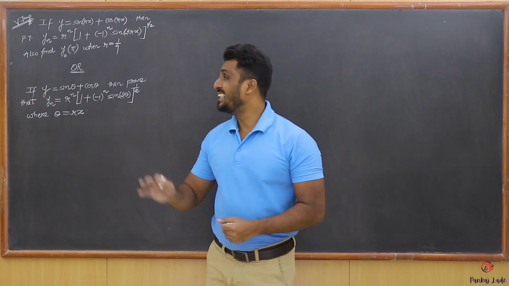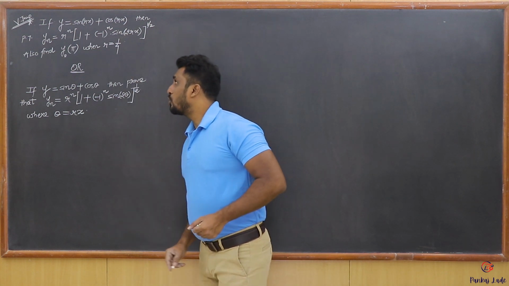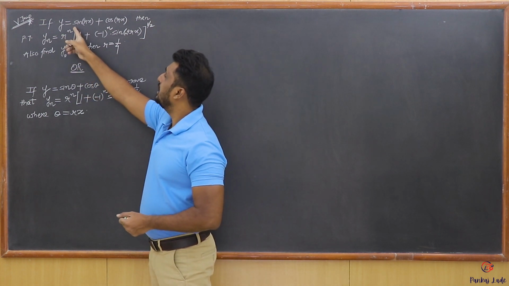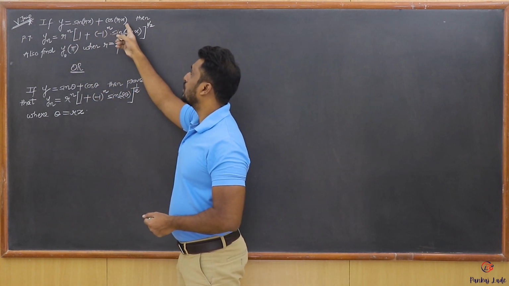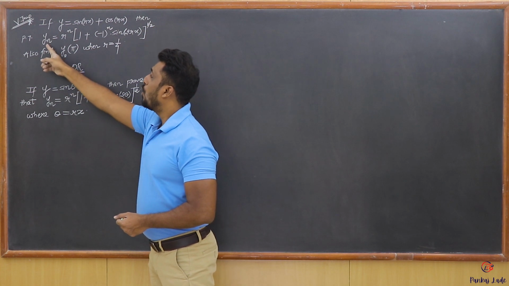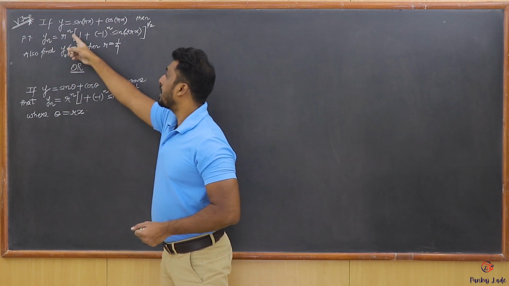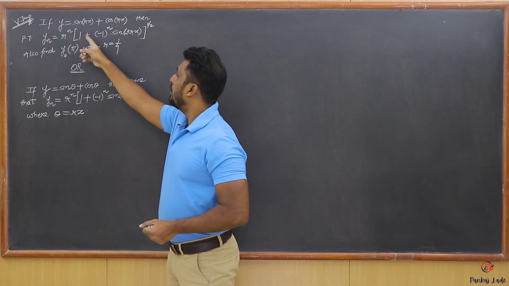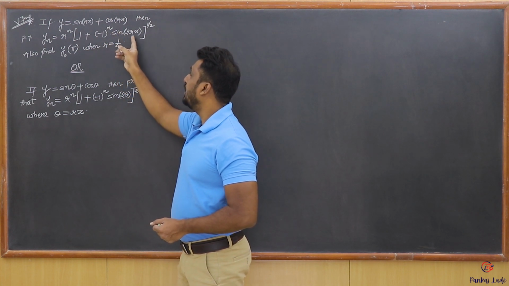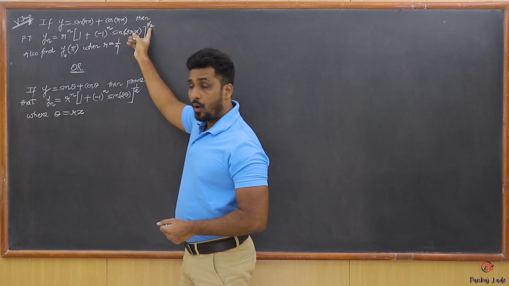Students, our next question is an important one now. Look at the question written on the board. You have, if y is equal to sine rx plus cos rx, then prove that yn is going to be r raised to n, in a bracket, 1 plus minus 1 raised to n sine 2rx, whole to the power 1 upon 2.